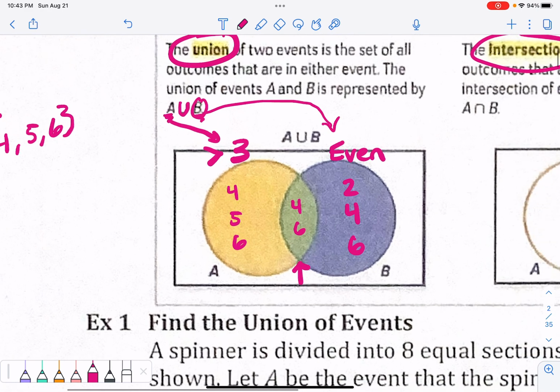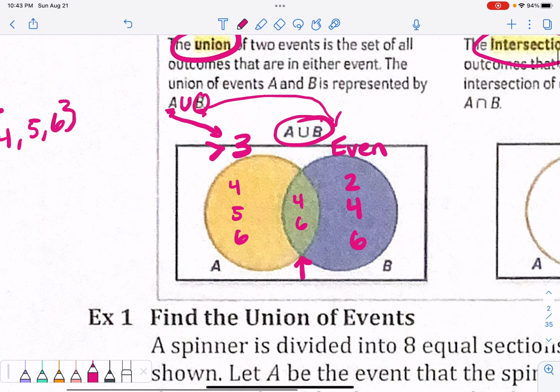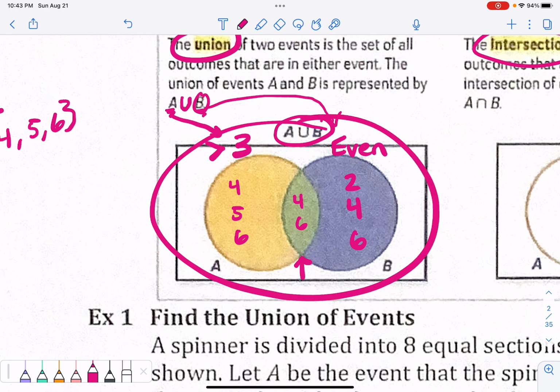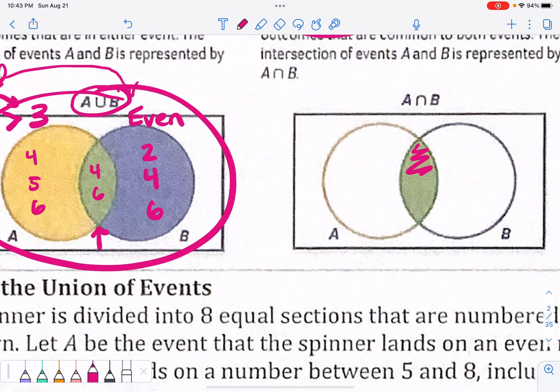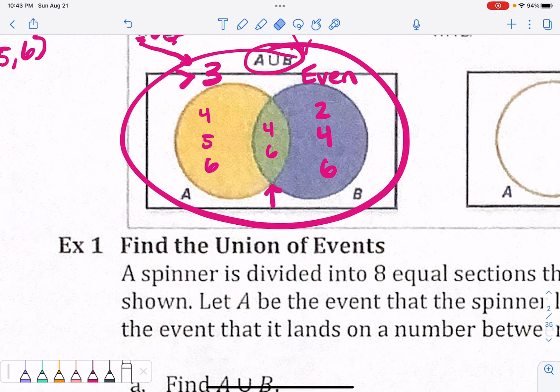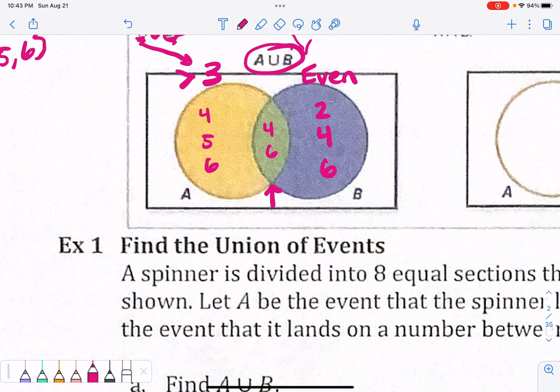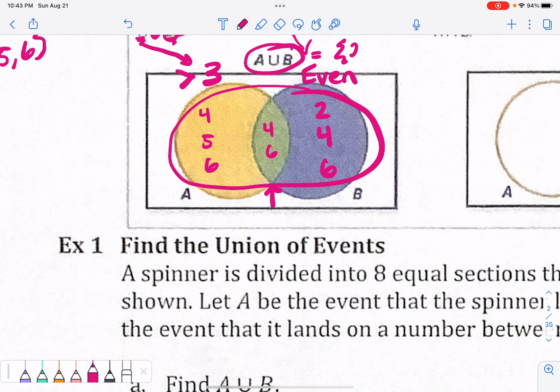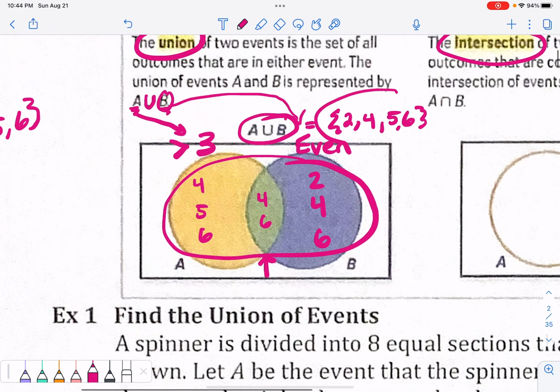But A union B, the union just means everything happening together. If you see this shaded region, they have everything shaded, versus over here they only have this part shaded. So in the union of those two events happening, A union B would look like this. We would list all of the numbers in here, but only list them once. The smallest number that occurs is 2, and then we have 4, 5, and 6. So this list is the list of all of the numbers that are either greater than 3 or even.